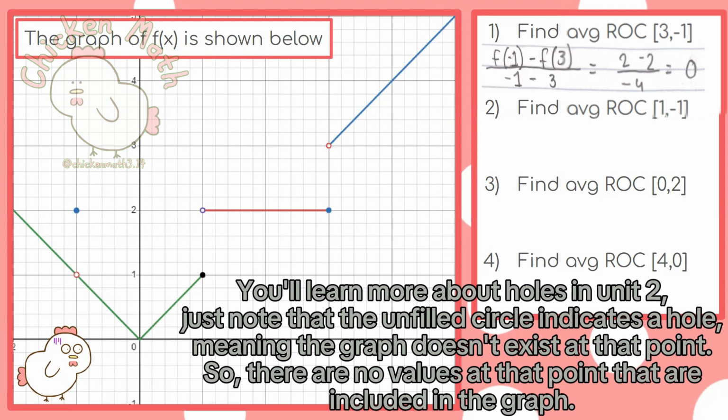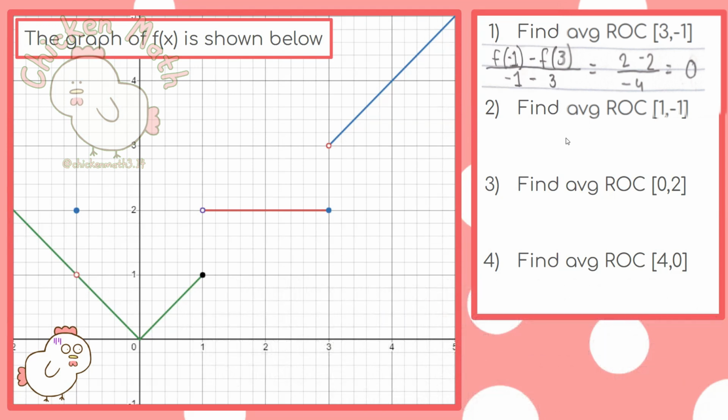And then you do all that, you subtract those and do it over the difference in the input values, and you'll get 0. So the next question is finding the average rate of change from 1 to -1. And just like the other question, we find where the output value is for the corresponding input values. So at 1, the output value is 1, and at -1, the output value is 2. So then you find the difference in output values over the difference in input values, and you'll get -1/2.